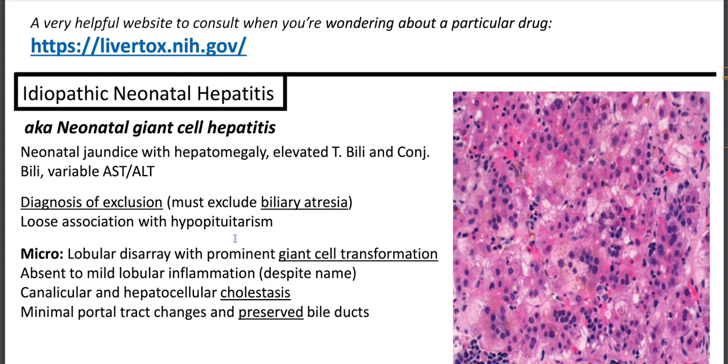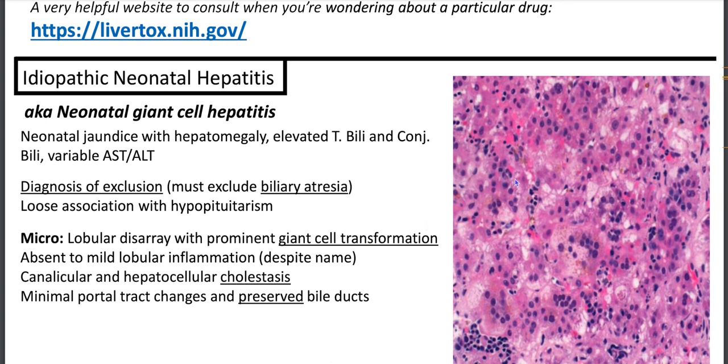You'll have neonatal jaundice with hepatomegaly, elevated total bilirubin and conjugated bilirubin, and variable AST/ALT. This is a diagnosis of exclusion. You must exclude biliary atresia, whose treatment is the Kasai procedure. Loose association with hypopituitarism. And histologically, you're going to see lobular disarray with prominent giant cell transformation.